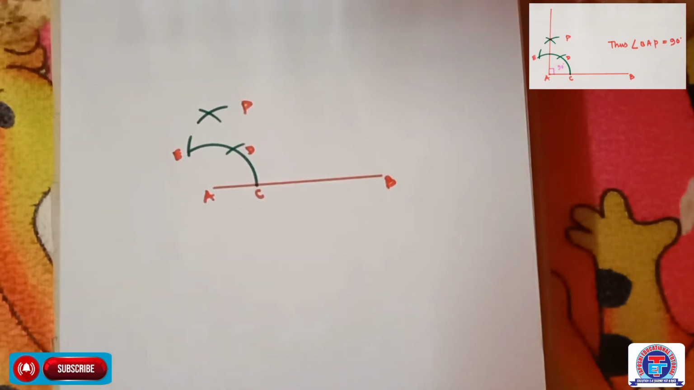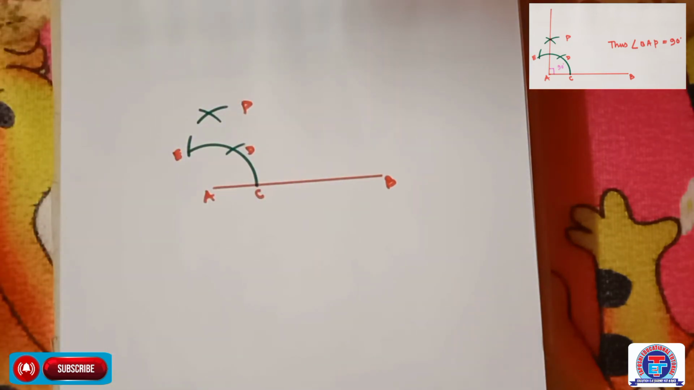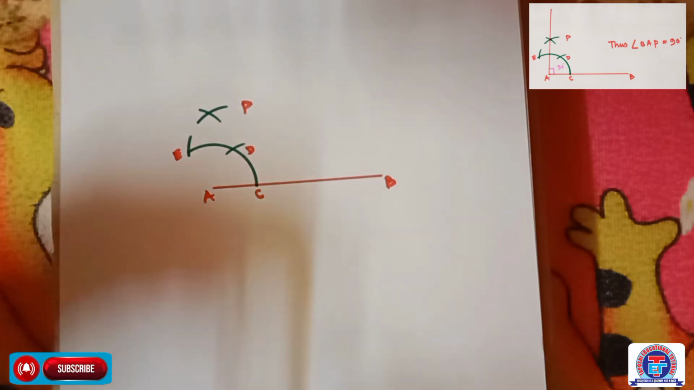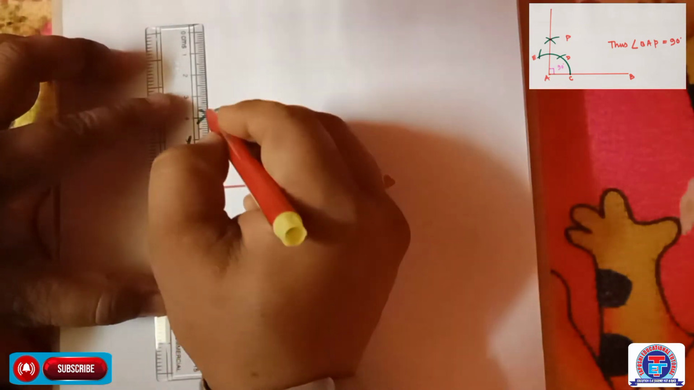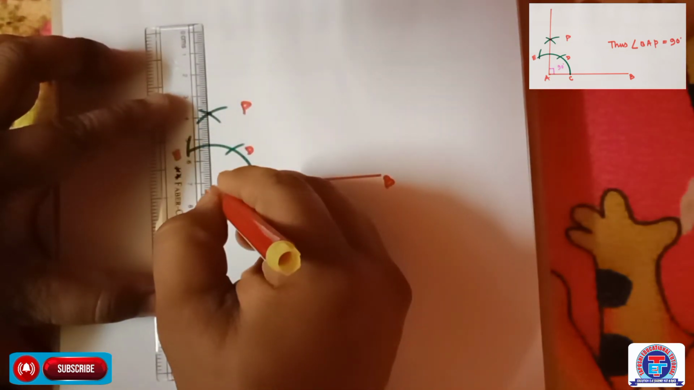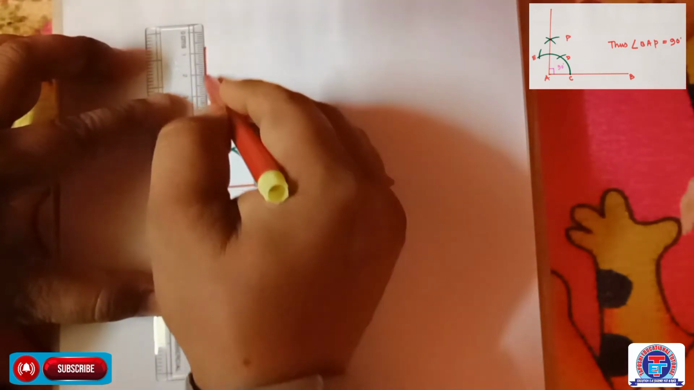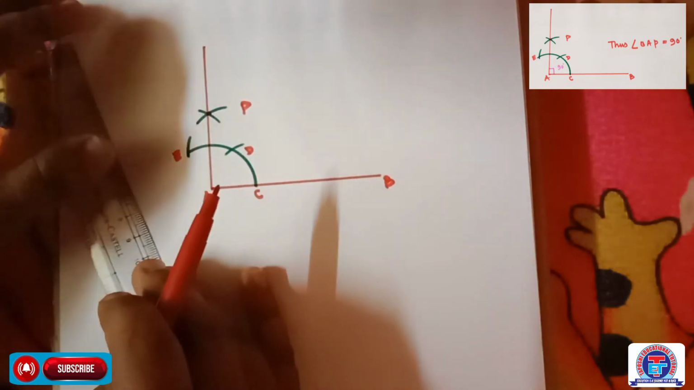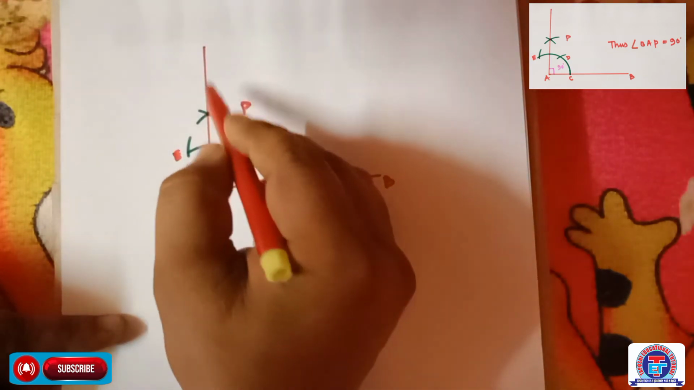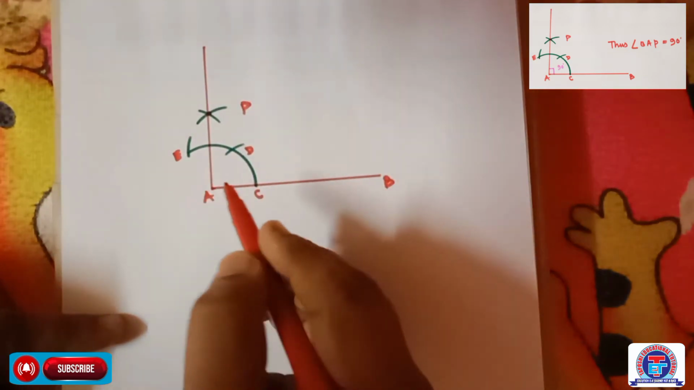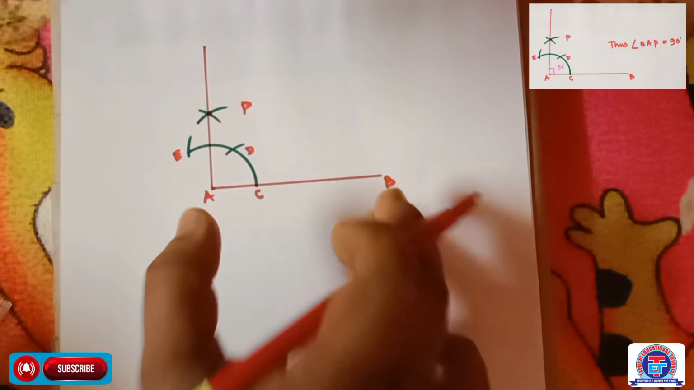Now this point P and A we join with a ruler. So we joined the two points, this one and this point. So A and P we join now, right? Now this line joining P and A produces a perfect 90-degree angle, right?